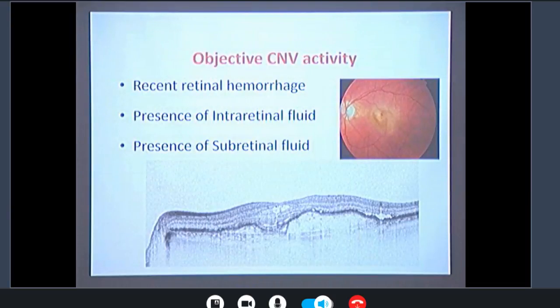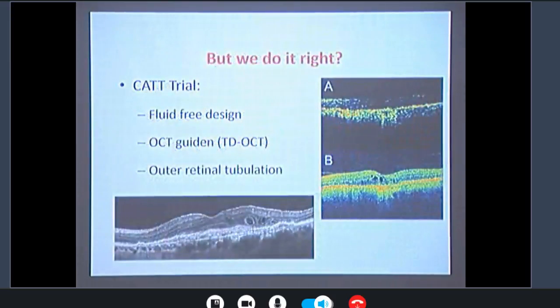Let's go back a little bit. How do we objectively assess the CNV activity? Classically, we assess activity of the CNV clinically every day in the clinic, seeing if there is a recent retinal hemorrhage, or the presence of retinal fluid or subretinal fluid. Seems easy. But let me show you some information that probably most of you don't know, which I think is important to know about how we objectively assess this activity of the CNV.